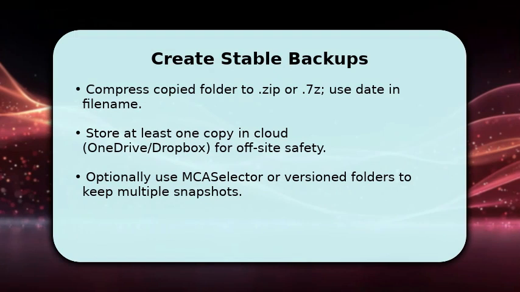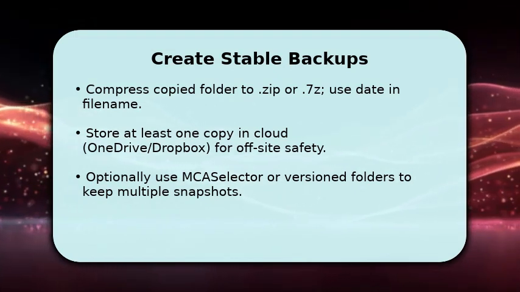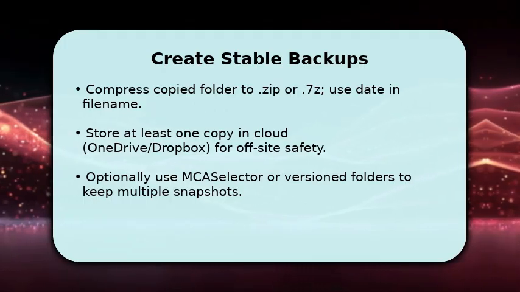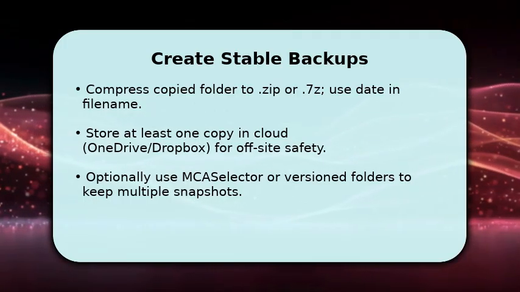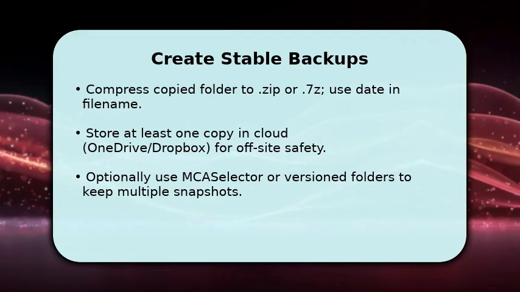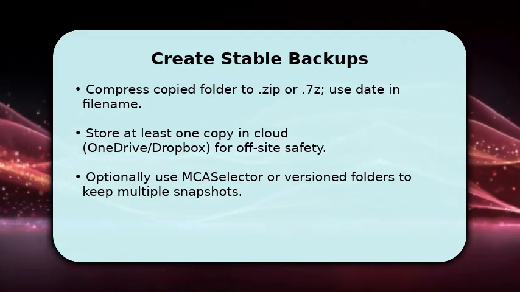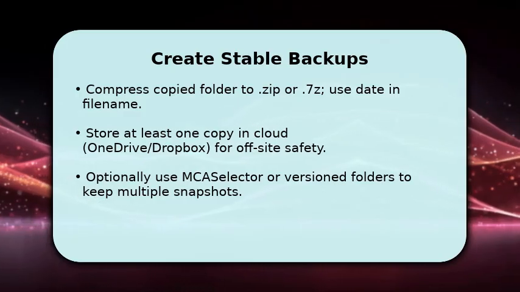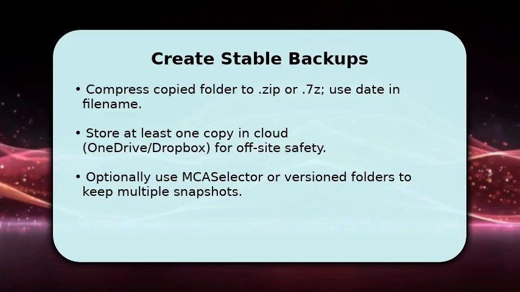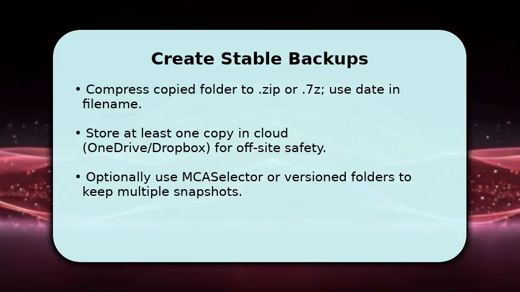Now make durable backups by compressing the copied folder into a zip or 7z archive. Include the date in the file name to track snapshots. Then upload one archive to cloud storage so a drive failure won't lose everything. If you want multiple restore points, keep sequentially numbered folders or use MCA Selector to extract region slices between saves. Make sure compression finishes and the archive opens successfully. A corrupt zip is worthless. Finally, keep one recent uncompressed copy locally for quick restores.